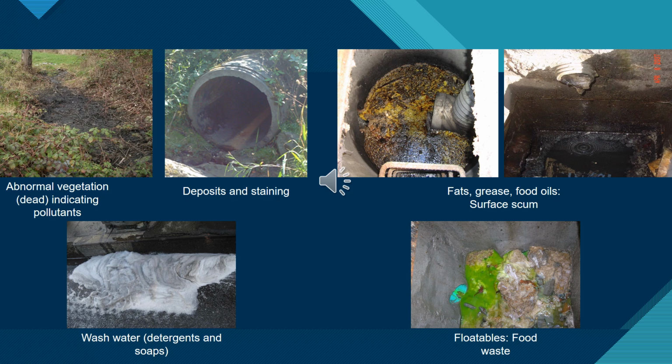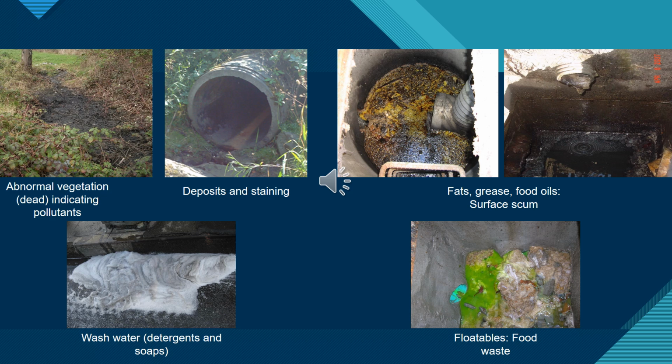More indicators might be abnormal vegetation, so that means mostly dead, indicating that there are pollutants nearby, and deposits and staining, so anything that you see inside of an outfall or a storm drain or an inlet or an outlet that might have some type of staining in it might indicate that.